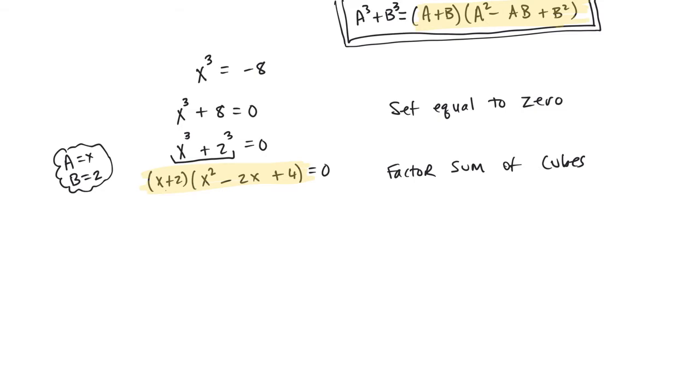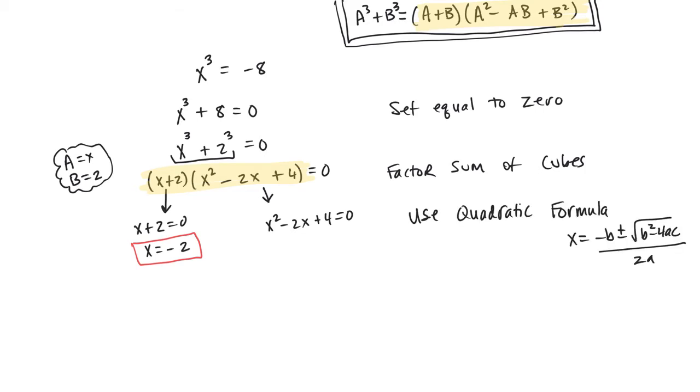Okay, and now we can use the zero product property. We would get x plus 2 equals 0, or x squared minus 2x plus 4 is equal to 0. This one is easy. We just get x is equal to negative 2. But for this one, we're going to need to use quadratic formula. So we have, let's see, the coefficient of x squared is 1, and so we've got a is 1, b is negative 2, and c is 4. So we'll just substitute those into our quadratic formula.